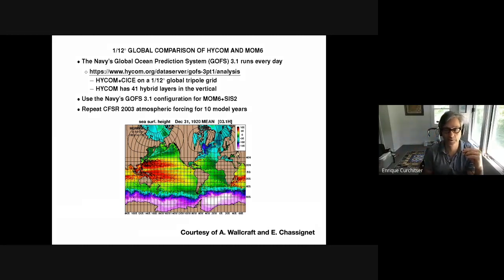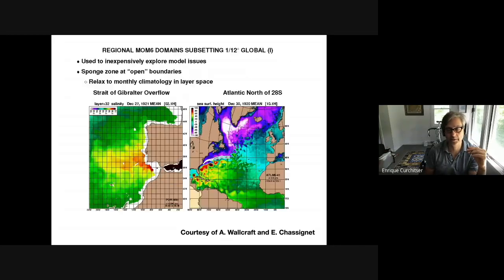They are starting with a global 1/12 degree, and they are right now running it with a repeat atmospheric forcing for 10 model years. And then they are taking this and extracting a North Atlantic 1/12. So it's just a subset of the global grid that I believe they are running. And in this particular case, with relatively simple sponge and open boundary conditions.